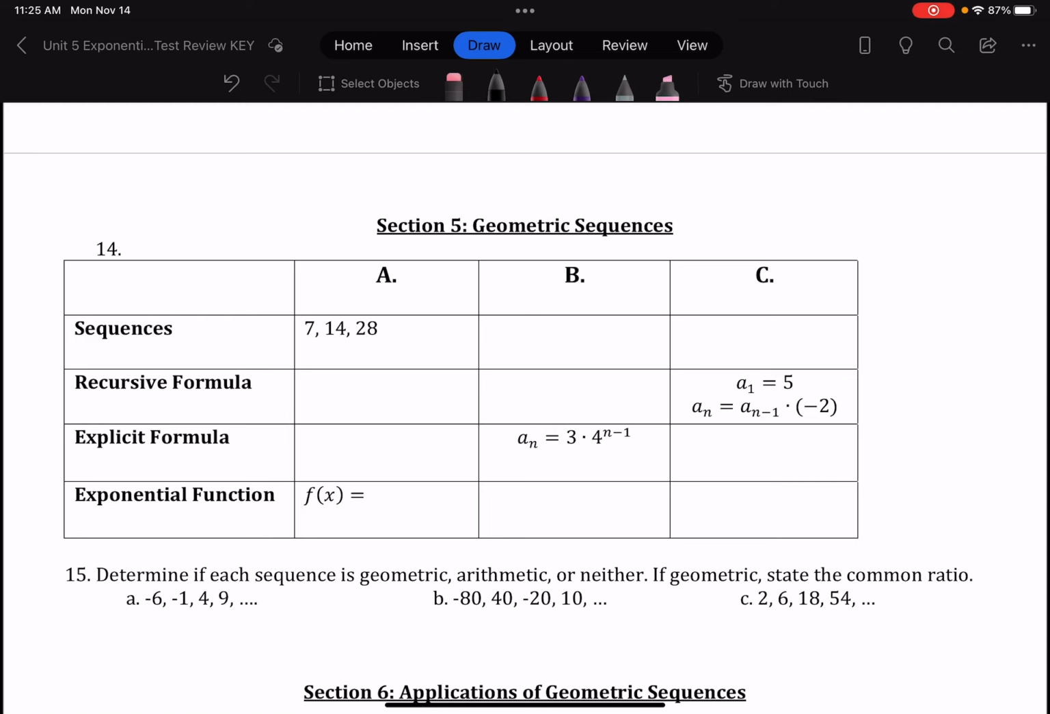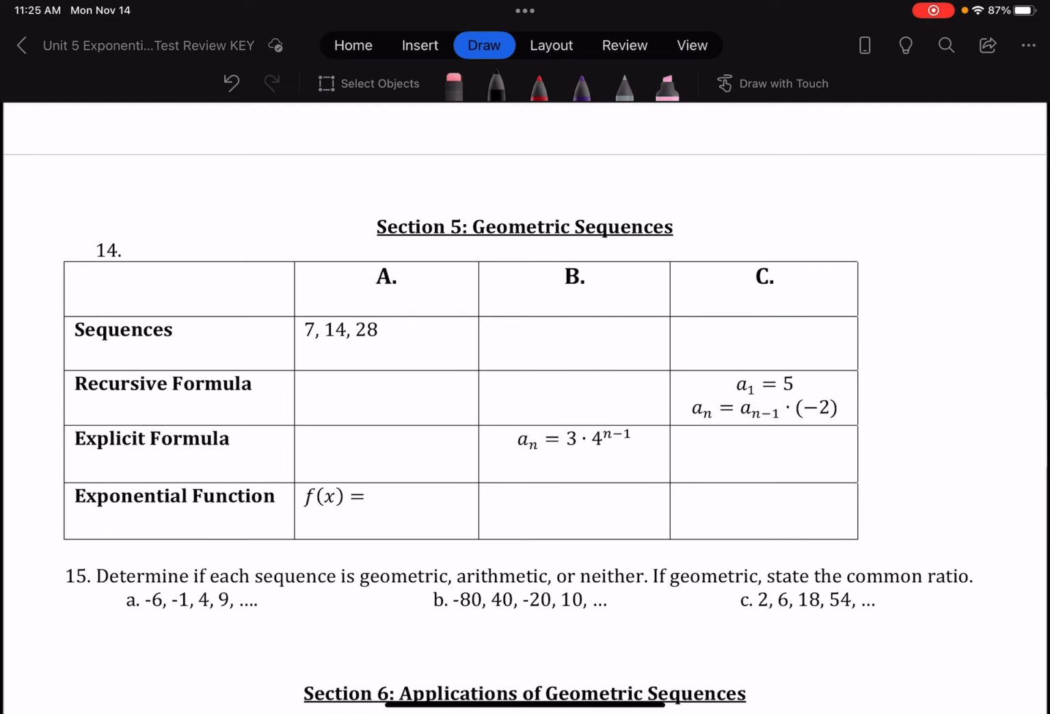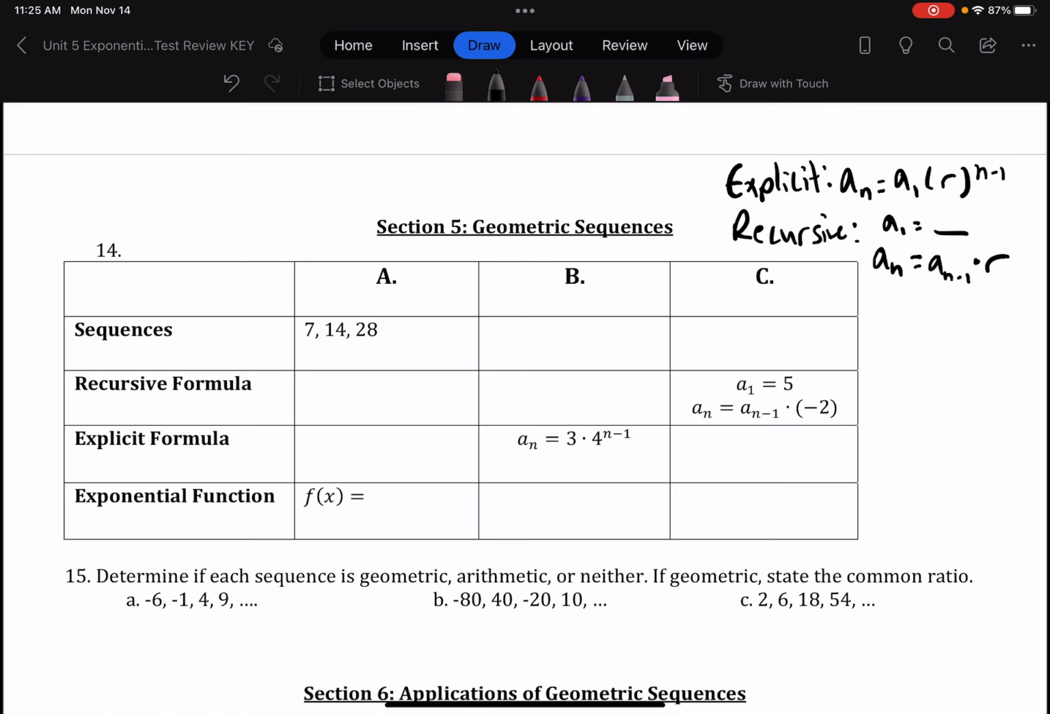Just so you guys remember, for a geometric sequence, our explicit formula is a sub n is equal to a sub 1 times our common ratio of r to the n minus 1 power, and for our recursive formula, we're going to list what our initial value is, and then we'll have a sub n is equal to this a sub n minus 1 term multiplied by the common ratio.